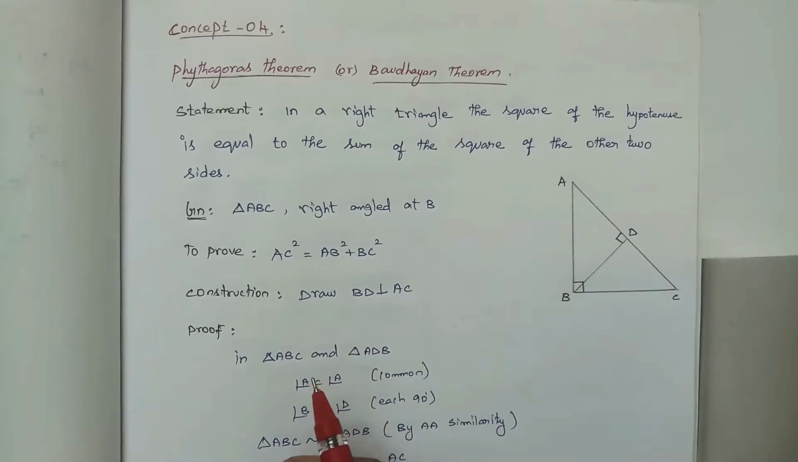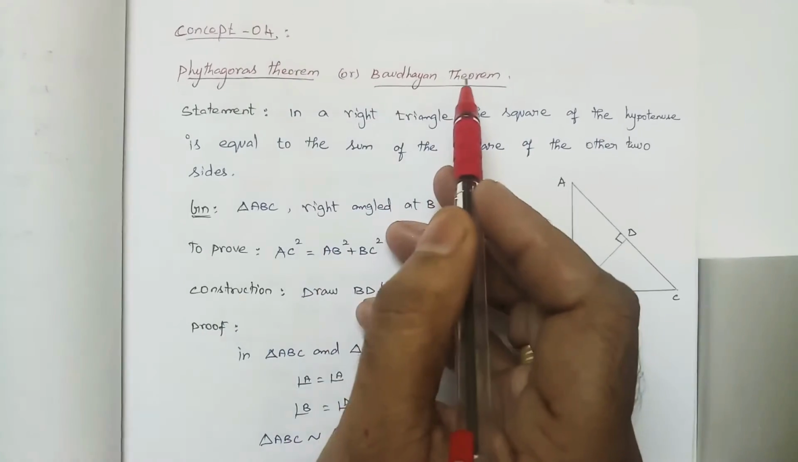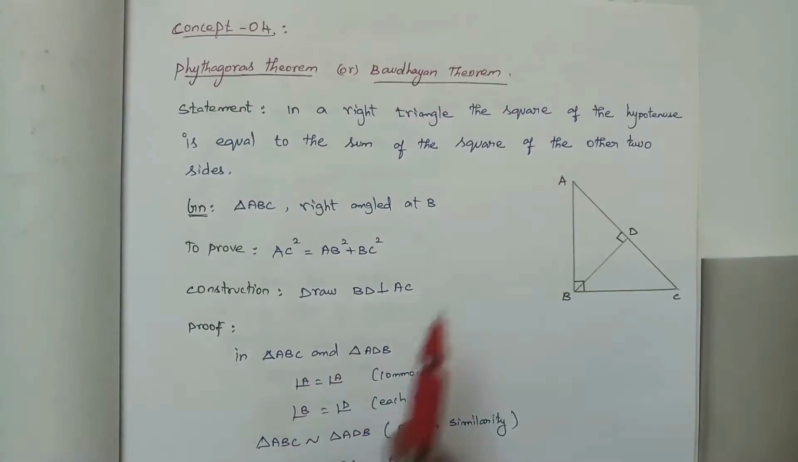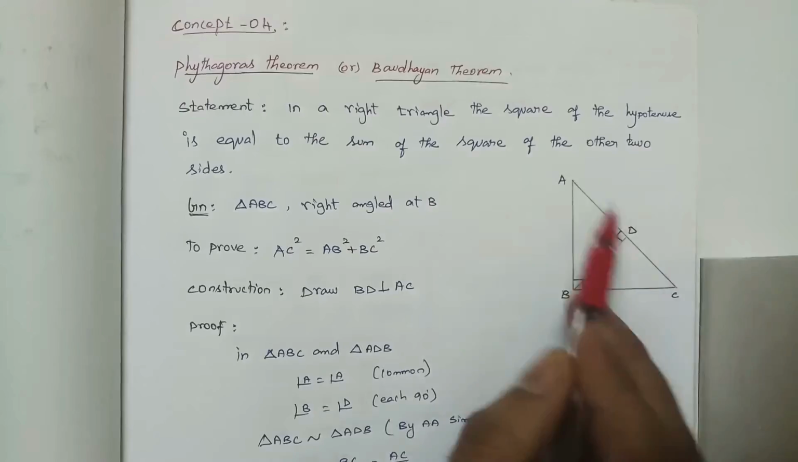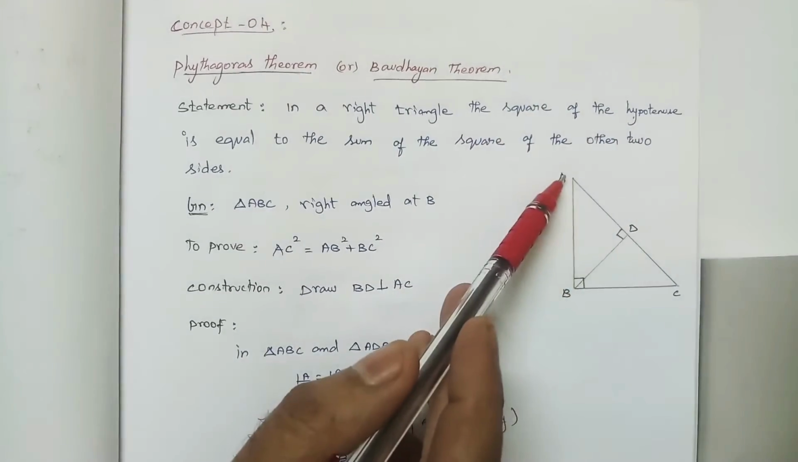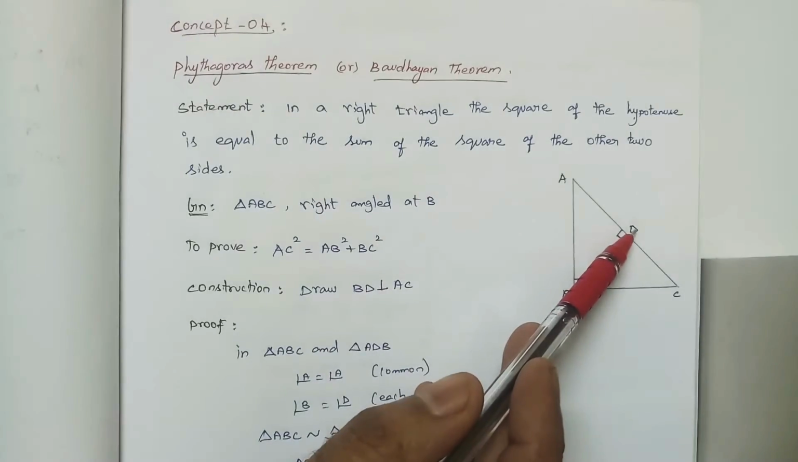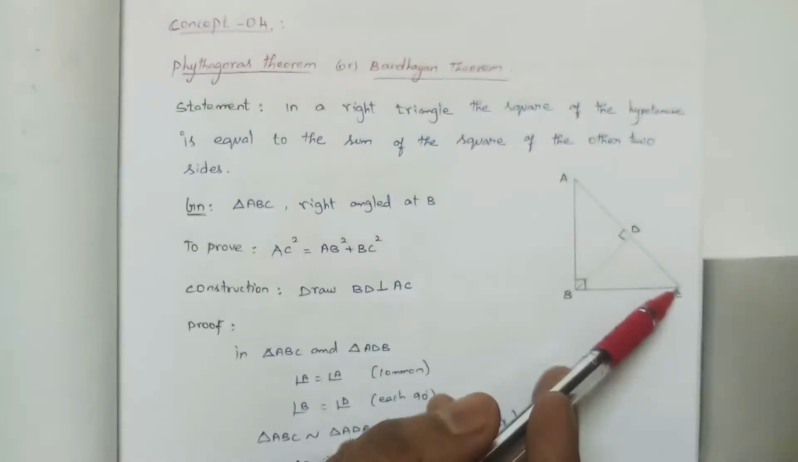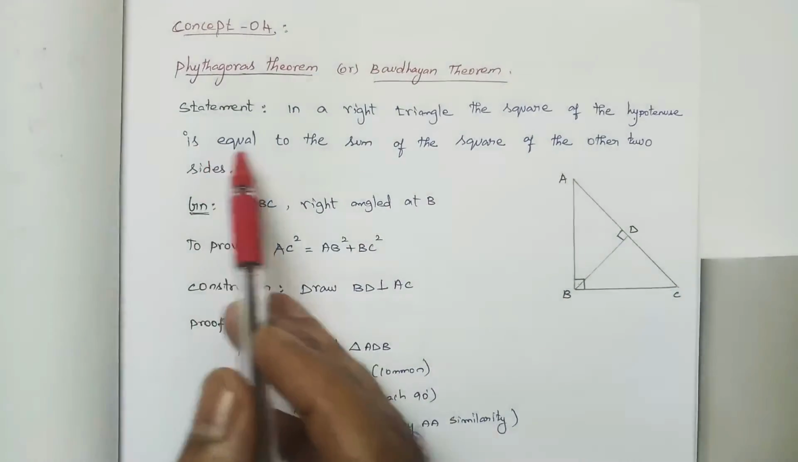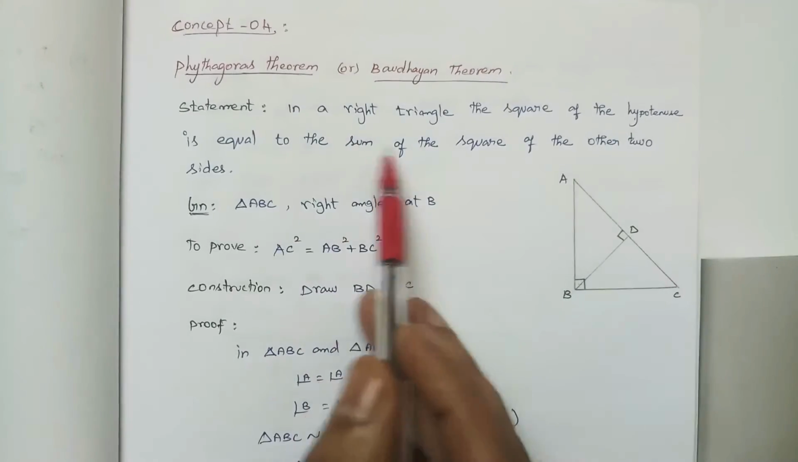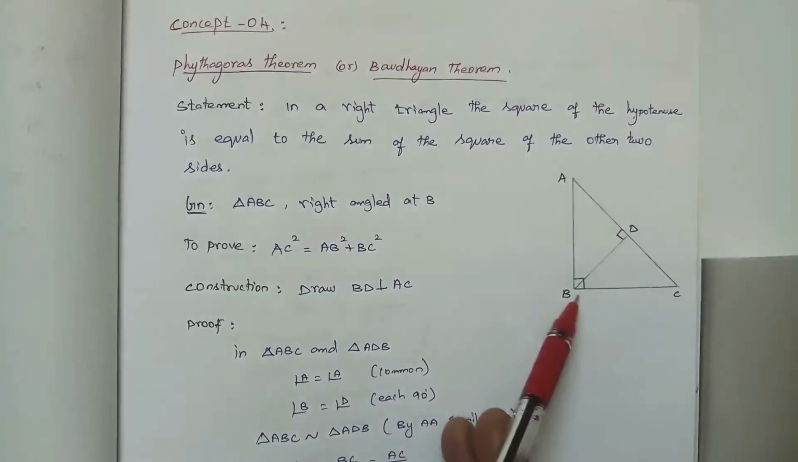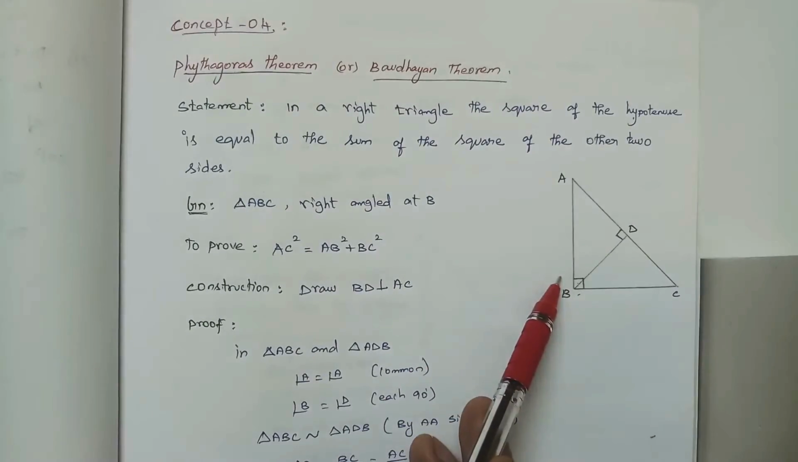So first we will see the theorem. Pythagoras theorem or Baudhayana theorem. Statement: in a right triangle, the square of the hypotenuse. Here what is the hypotenuse? The side opposite to the right angle is called the hypotenuse, that is AC. The square of the hypotenuse, that is AC square, is equal to the sum of the squares of the other two sides. The other two sides are AB and BC, so AB square plus BC square.